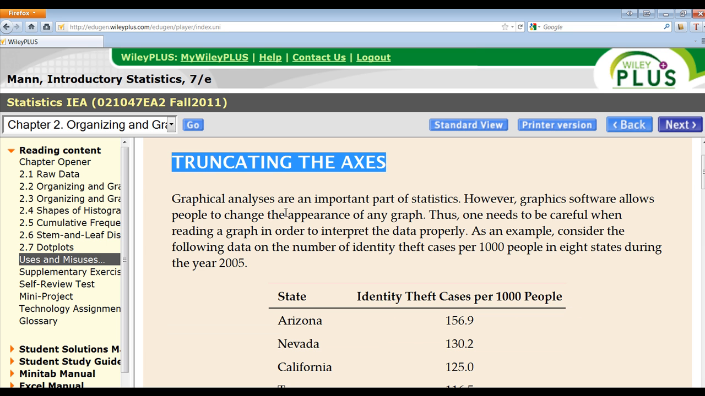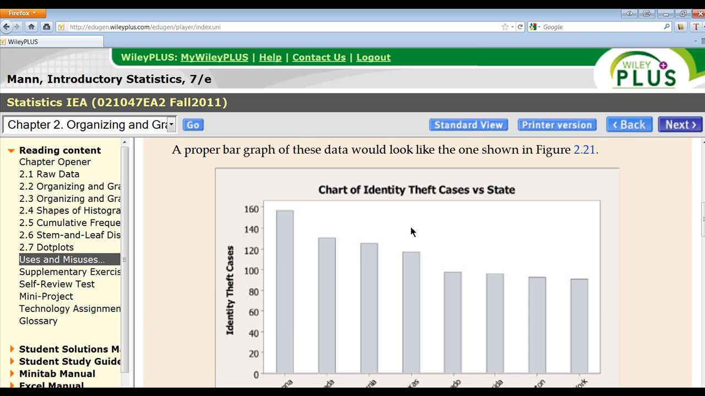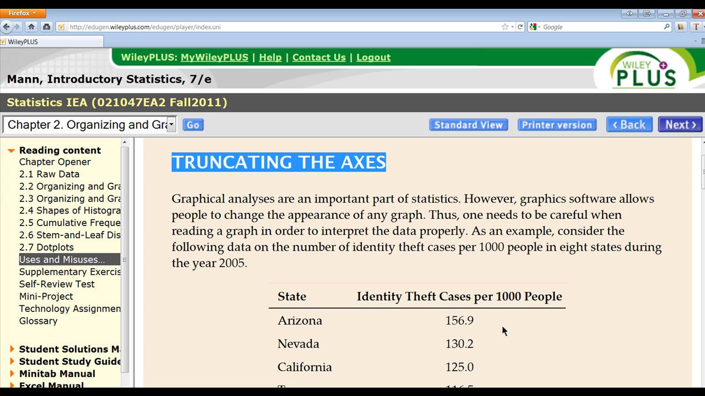Graphical analyses are an important part of statistics. Graphical analyses like these, this is partly what you studied in chapter 2. This is called a histogram. So they're important. However, graphic software allows people to change the appearance of any graph. Thus, one needs to be careful when reading a graph in order to interpret the data properly.